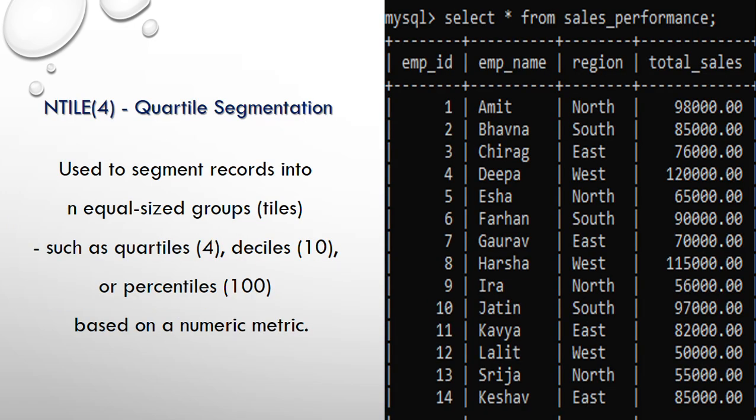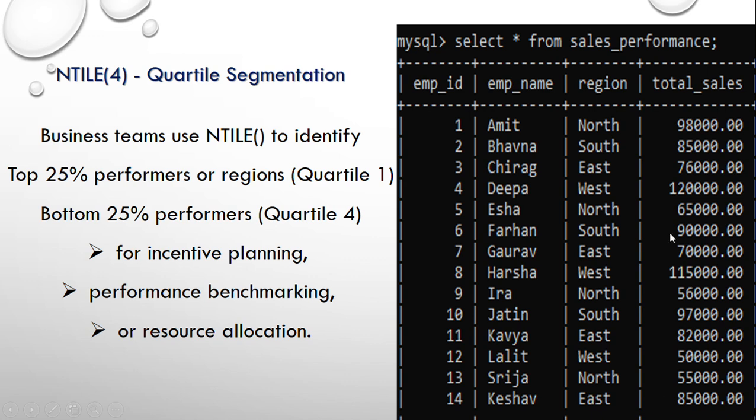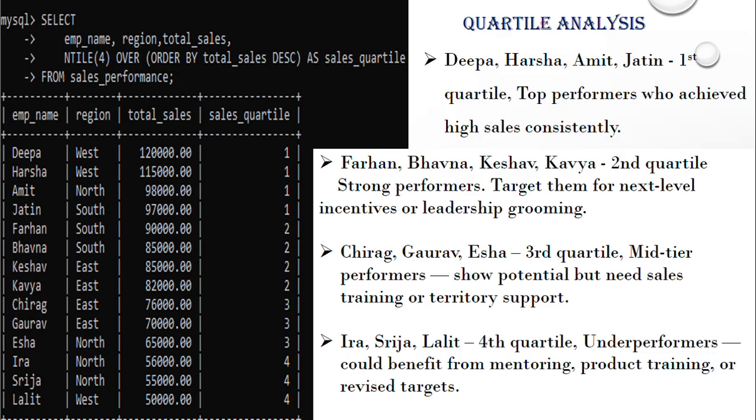Next, we have the NTILE function. It is used to segment records into n equal size groups, like tiles. First we will demonstrate this function using the sales performance table which we have here. Business teams use NTILE to identify the top 25 percentile of performance or regions, or the bottom 25% performers. It is used for incentive planning, performance benchmarking or resource allocation.